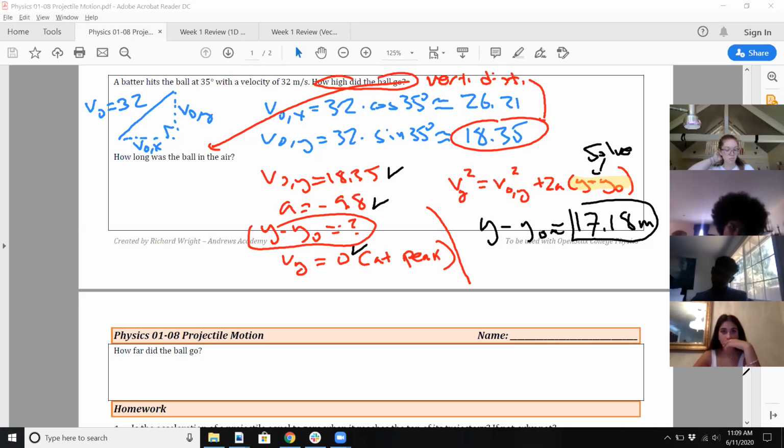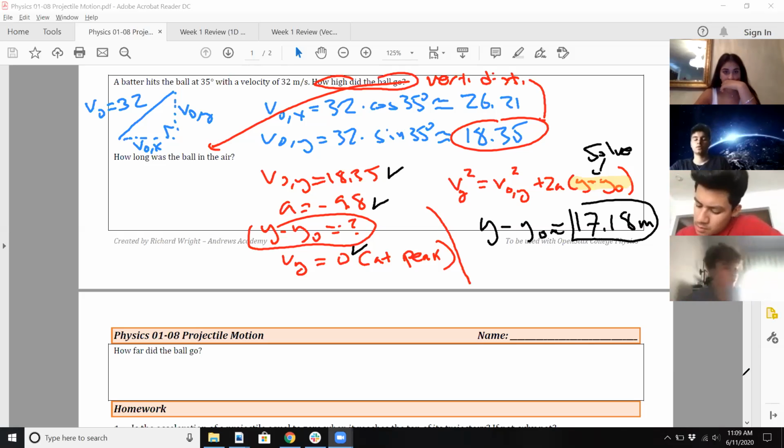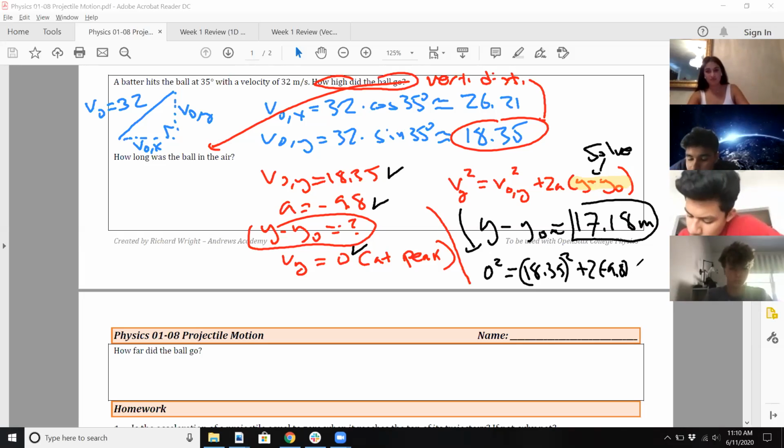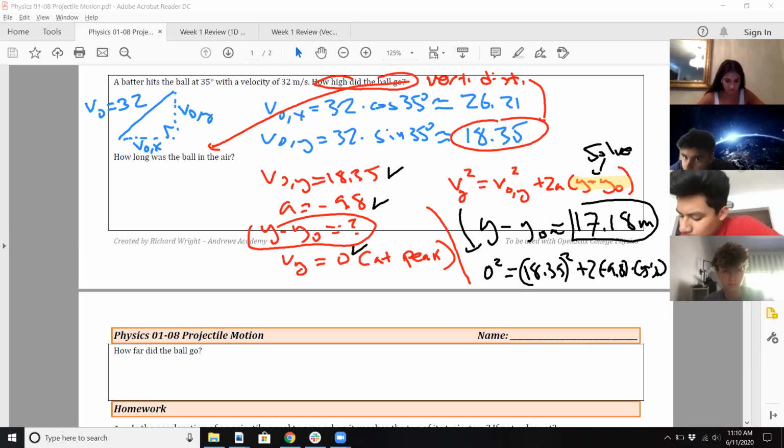Great, awesome. All you need to do, just so you know, in case you didn't get it, remember you're plugging in 0 squared equals 18.35 squared plus 2 times negative 9.8. It's got to be negative because that's going down, times y minus y0. And you're not separating y or y0. You're just solving for that chunk there. And you just got to move stuff to the other side and you should be fine. So my answer key has that. Yes, perfect. Okay. So next up, we now have to solve for how long the ball is in the air.